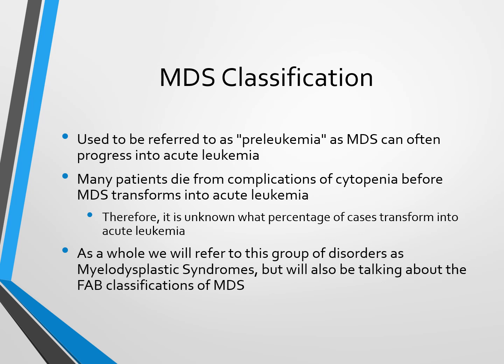But again, there are some areas of overlap with the myeloproliferative disorders because remember, we're going to have proliferation in the bone marrow, but cytopenias in the circulating blood. We're also going to recap our FAB classifications of myelodysplastic syndrome. And remember, we also have those World Health Organization classifications.